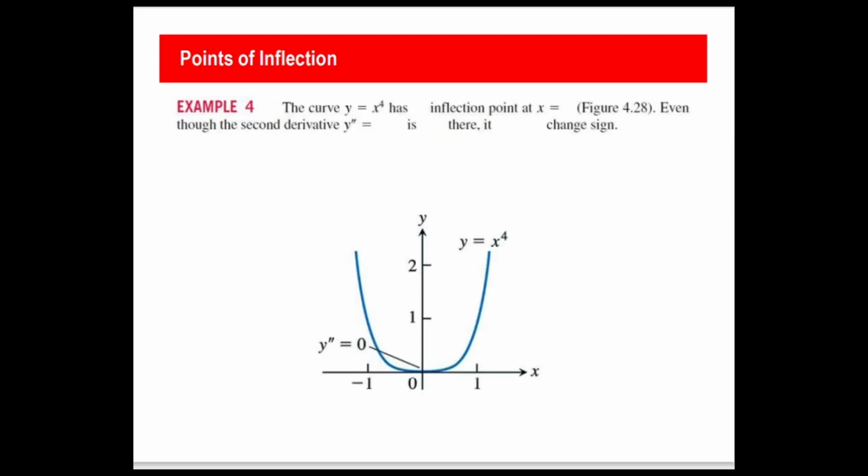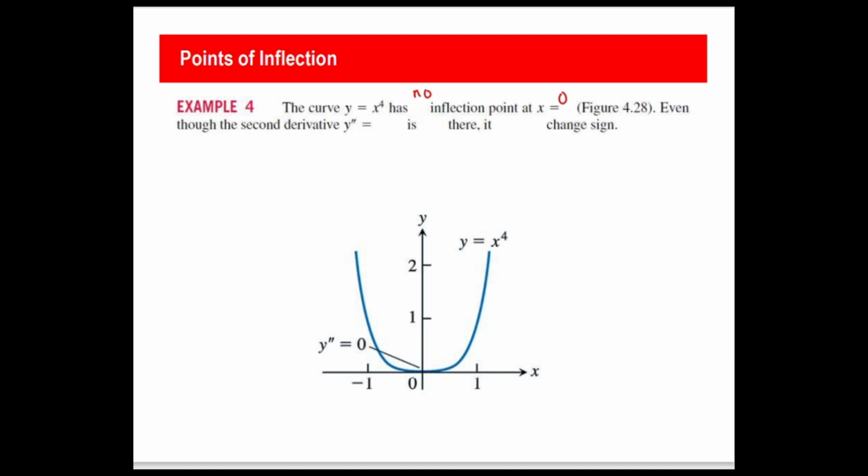Let us take a look at the second example, that is y equal to x to the power of 4. We need to decide whether there is a point of inflection here. Of course we know that y equal to x to the power 4 is pretty obvious that it has no inflection point at the origin, or when x equal to 0. You can refer to the figure here as a reference.